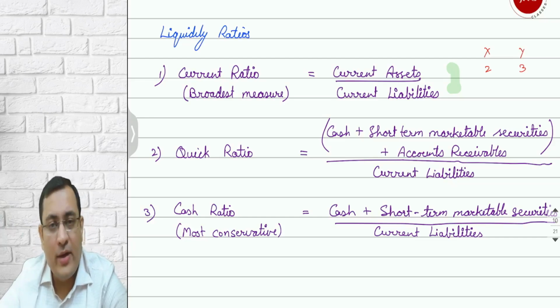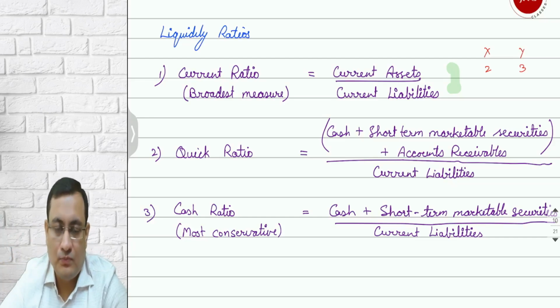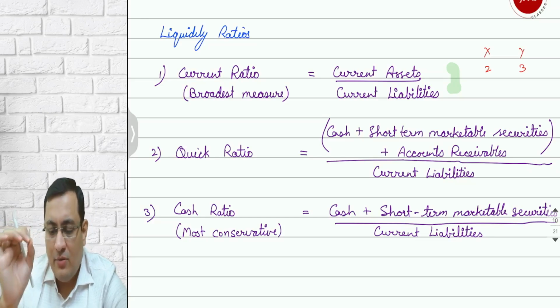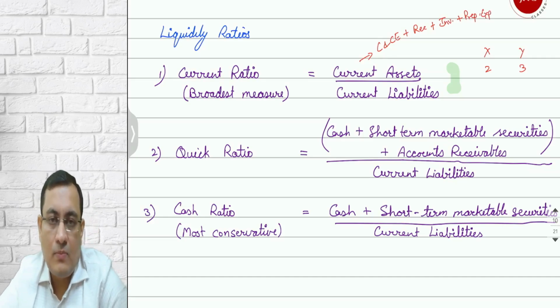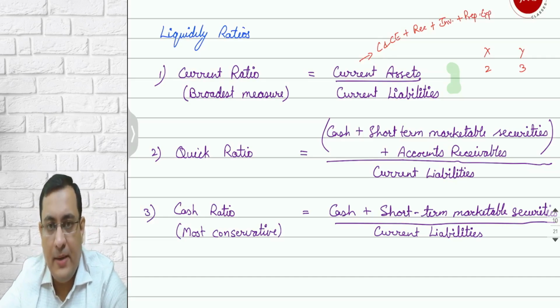Next, the quick ratio, a bit conservative. Why? What is the difference? The difference is here: in current assets, we are including cash and cash equivalents. We are including short-term marketable securities. We are including receivables. We are including inventories. And we are also including prepaid expenses.